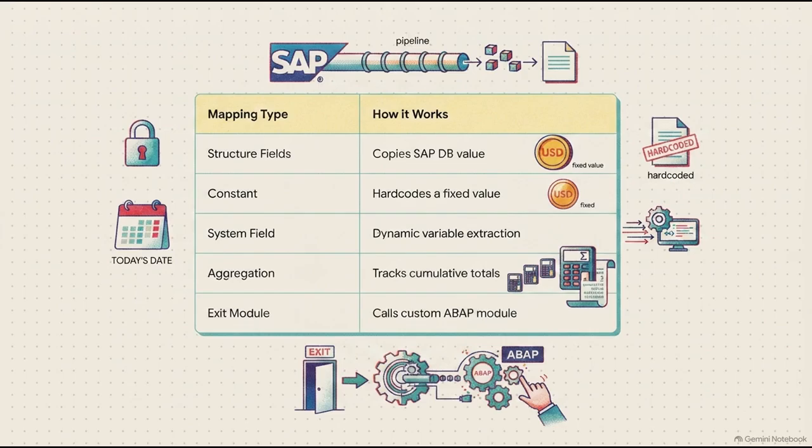Second, a constant. This simply hard codes a fixed value that never changes, like always outputting the currency as USD. Third is a system field, which pulls dynamic application variables from the OS, like today's date. Fourth is aggregation, which tracks cumulative mathematical totals, perfect for those footer tags we just talked about. And lastly, the exit module. This one is huge because it allows you to call custom ABAP for any really complex logic.